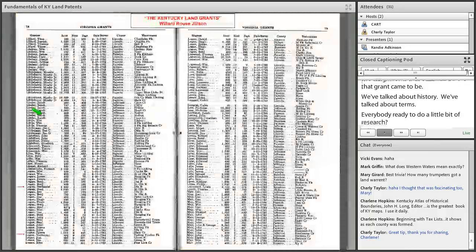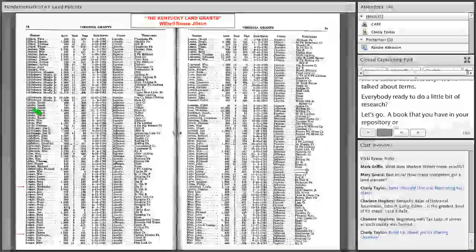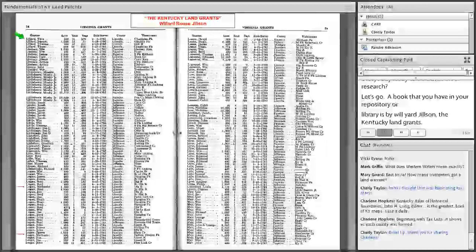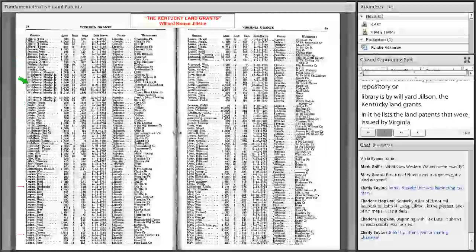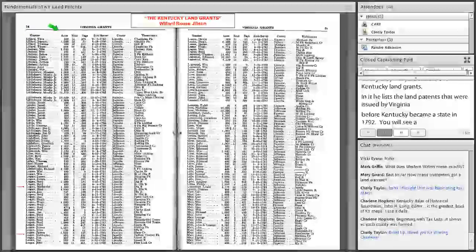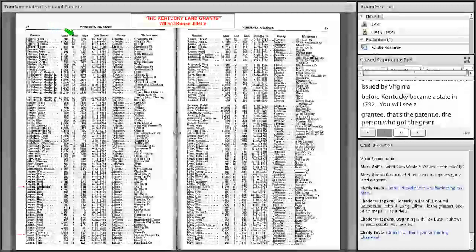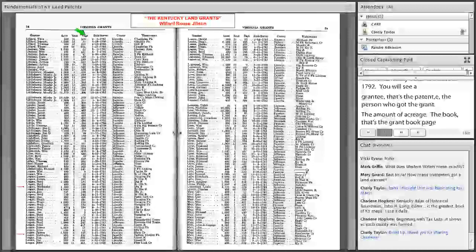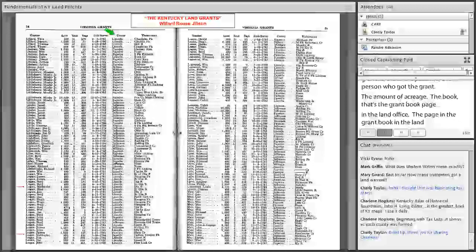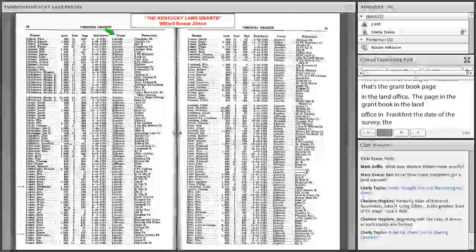A book that you have in your repository or your library is by Willard Rouse Jillson. It's called The Kentucky Land Grants. And in it, he lists the land patents that were issued by Virginia before Kentucky became a state in 1792. You will see a grantee, that's the patentee, the person who got the grant, the amount of acreage, the book, that's the grant book page in the land office in Frankfort, the date of the survey, the county in which the tract was located, maybe in a different county now, but this is what the county was when the patent was issued, and then the water course.